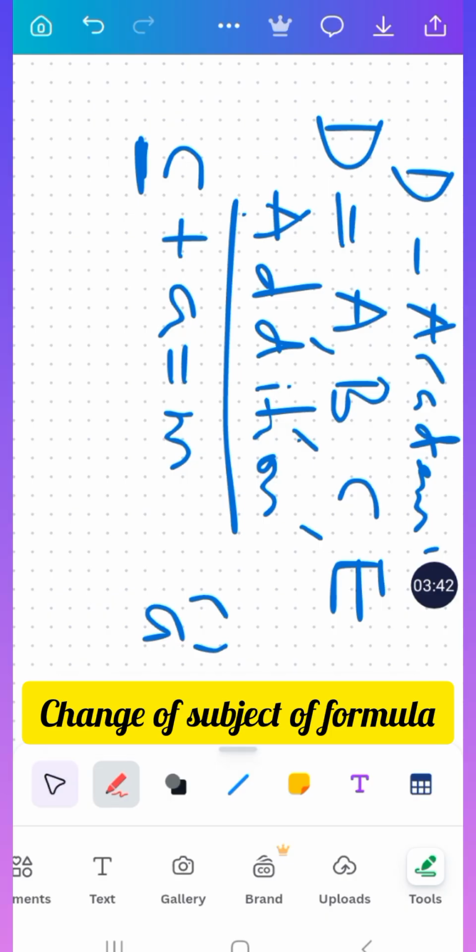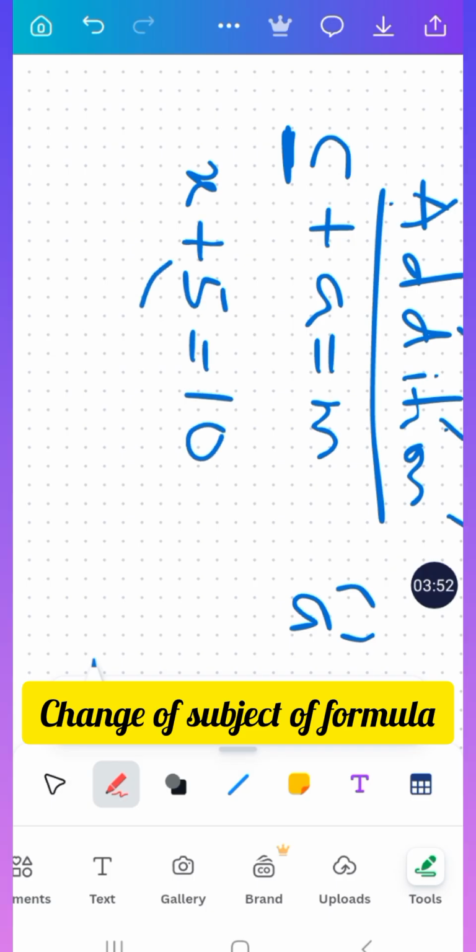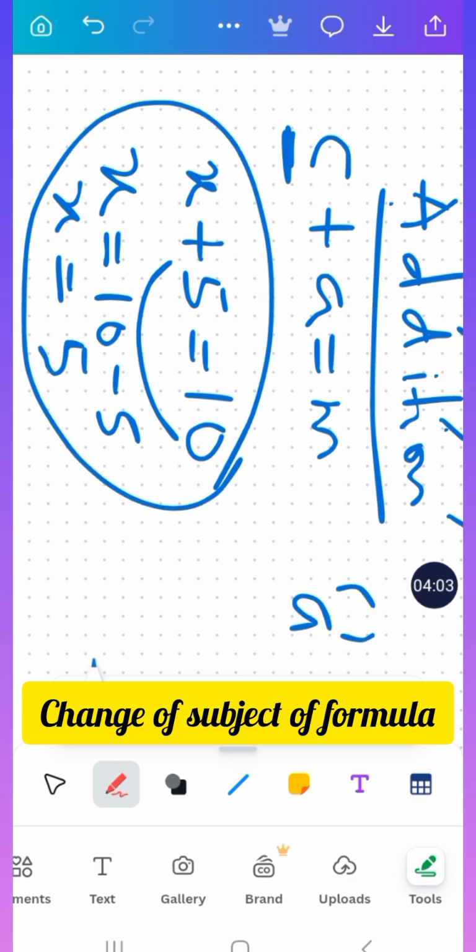You remember under simple equation, let's make a quick branch here. If you have something like x plus 5 equals 10, and you want to get x, how do you get your x? You collect this one to this side, and when your 5 crosses the equality sign, it turns to minus. You have 10 minus 5, so x equals 5. All this that we have done here is also change of subject of formula.